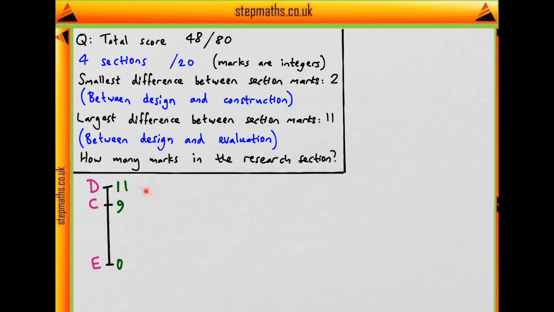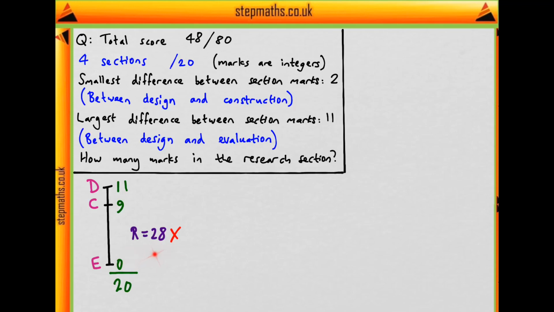So now what would the score in the research section be? Well, the sum of 11 and 9 and 0 is 20. And so if we need to make 48 overall, then what does research have to be? That has to be 28, which we know is impossible because it's out of 20. So what does this mean?